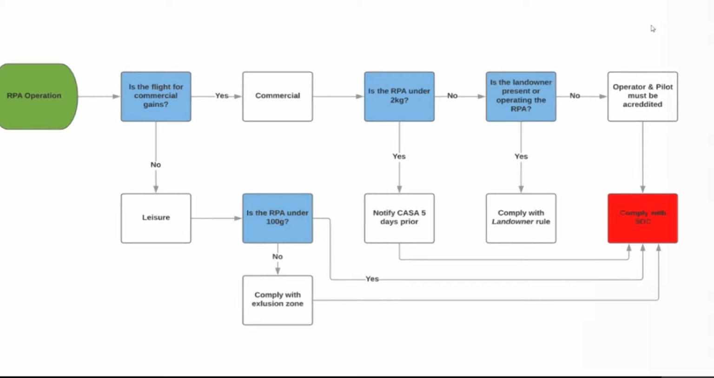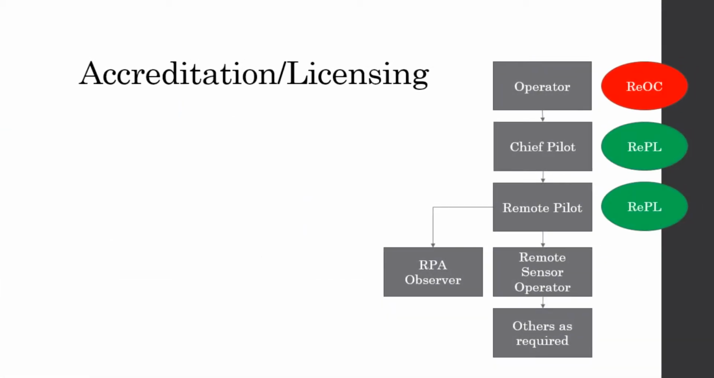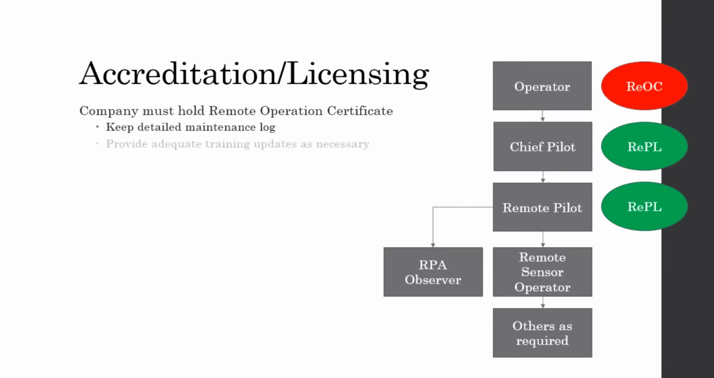Accreditation and licensing for UAVs is a tiered hierarchy system. Any company must hold a remote operation certificate and keep a detailed maintenance log of any flights. They must also provide adequate training updates as necessary to their pilots. The chief pilot and remote pilot must both hold remote pilot licenses and operate under the employer's certificate. They must also keep a detailed logbook of flight hours.